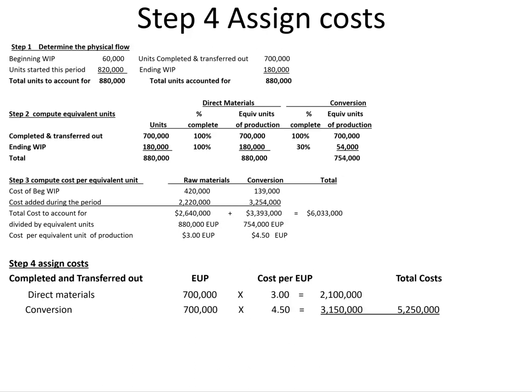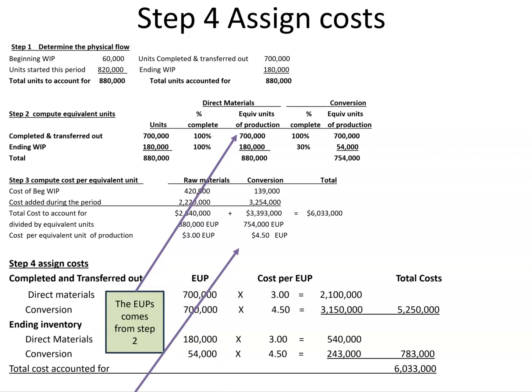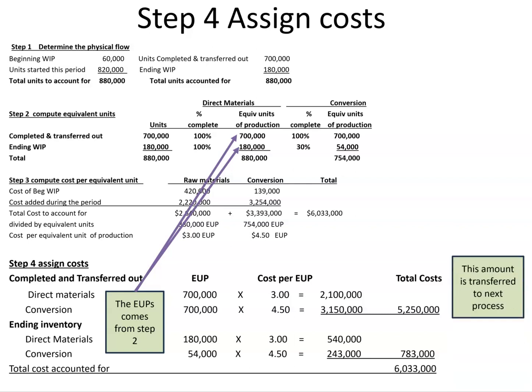So first, we're going to determine completed and transferred out, and that's going to be $700,000 for direct materials and for conversion, and we get that from that line up there in step 2. Now for ending inventory, we're going to get that from step 2 also, and it's going to be the 180 and the 54 times the cost per equivalent unit of production. Now we have the information we need. This amount is going to be transferred to the next process, or if that is the last process, it will go to finished goods. And then the balance will remain in work in process.